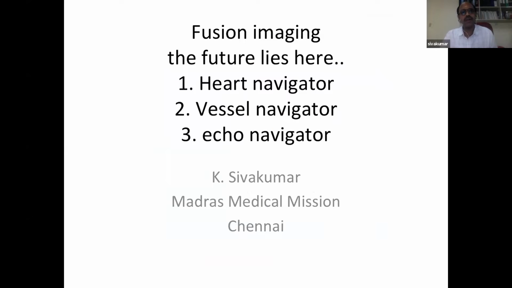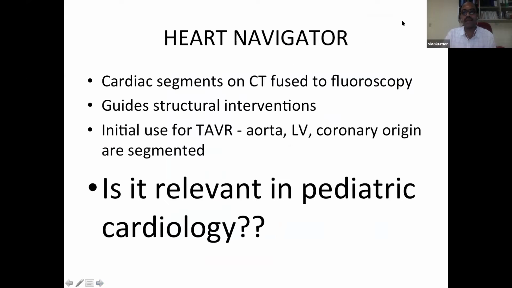And in fusion imaging, I'm going to show three different modalities: the heart navigator, the vessel navigator, and the echo navigator. What is heart navigator? Cardiac segments are fused with fluoroscopy. It basically started off with TAVR, where aorta, left ventricle, and coronary ostia were segmented.